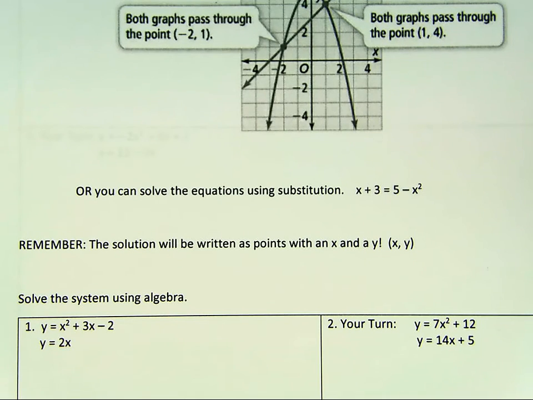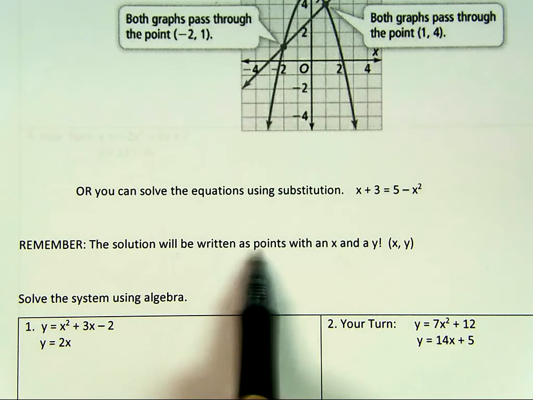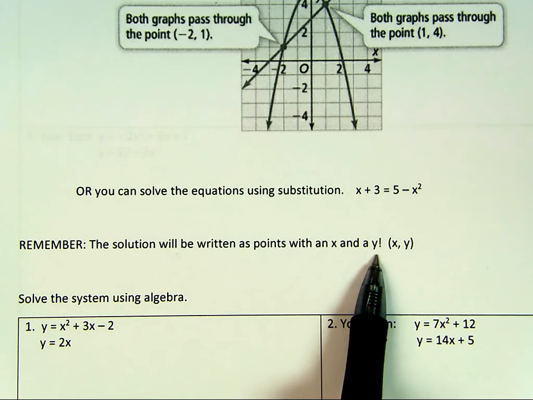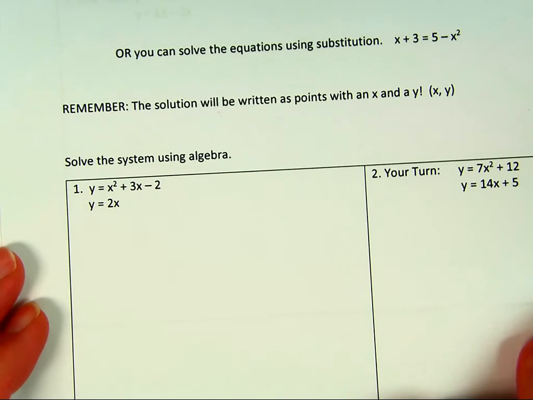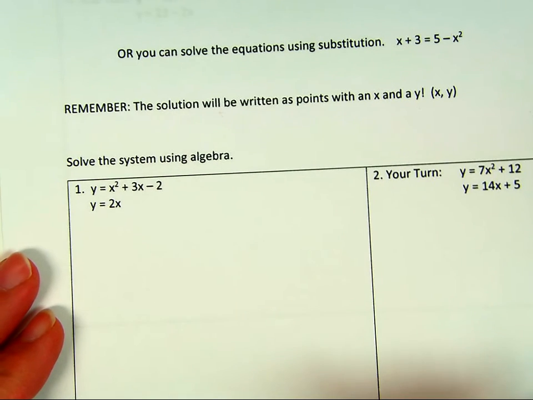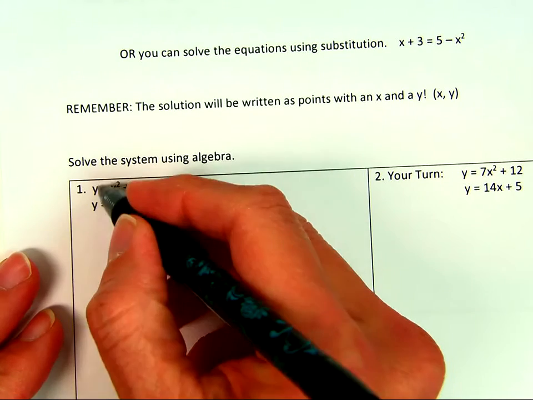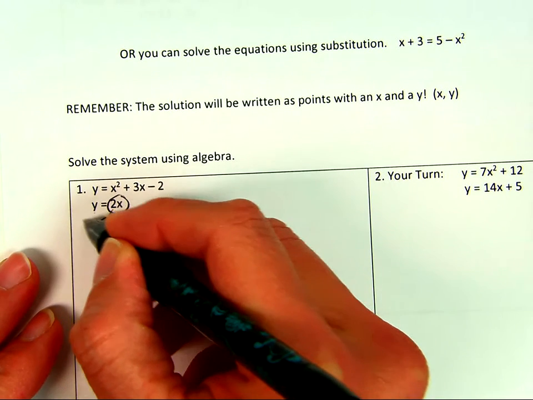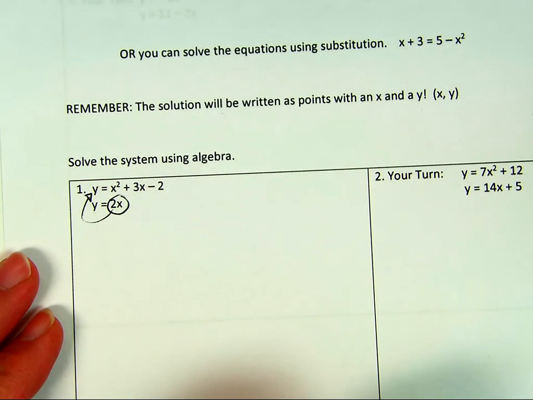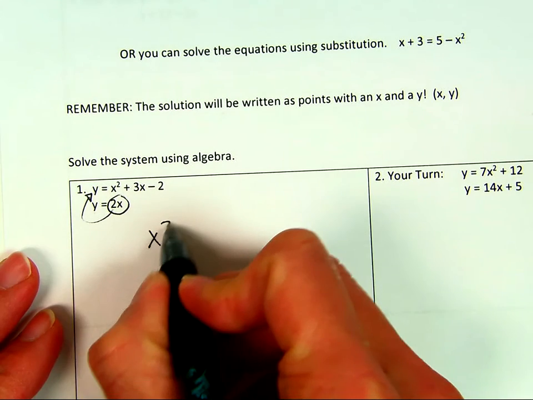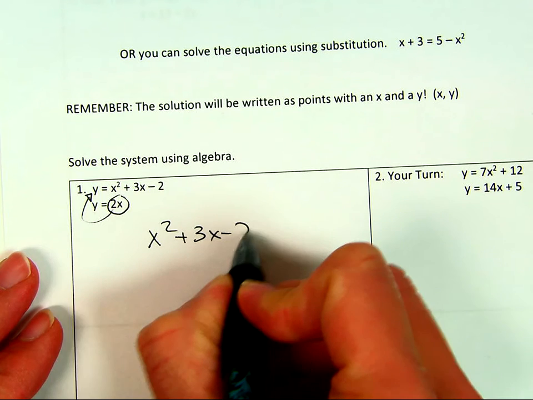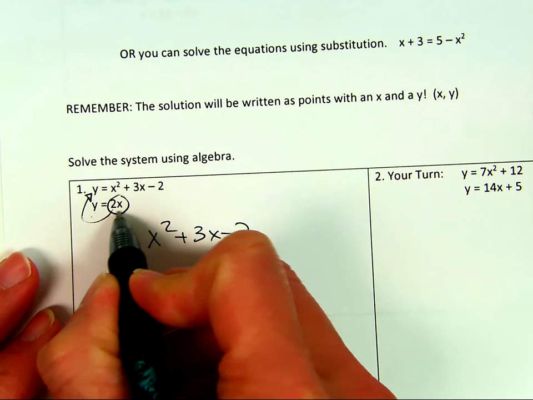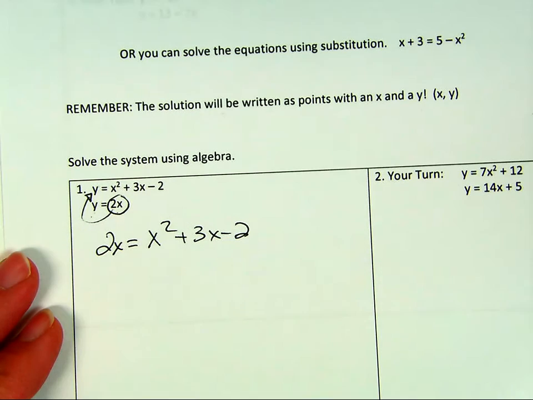Okay, so it says remember that all the answers will be points, so you'll need an x and a y. So what we want to do is use substitution. That's what we're going to do. If I know that y is equal to y, then anytime I see what's equal to y, I can plug it back in. So that's a little substitution. I'm going to rewrite this equation, the x squared plus 3x minus 2, but instead of y, I'm going to substitute what y equals. And then it's a quadratic equation.